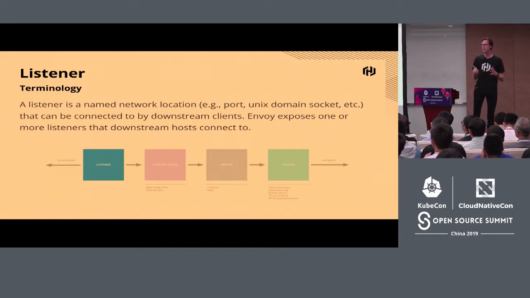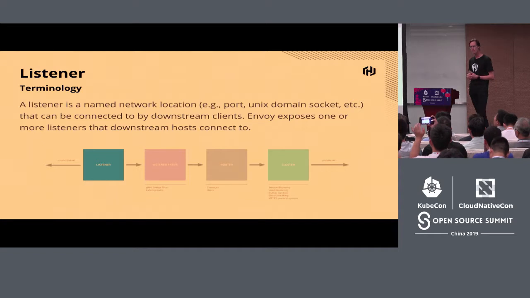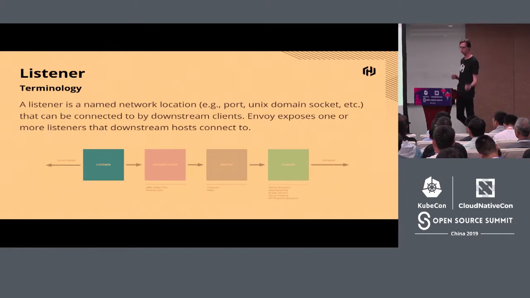So let's break those down. A listener is something which is a named network location. So this can be something which your downstream clients connect into, but also something which you make a request outbound to. And Envoy is going to expose a number of different listeners in your setup. It's going to have a minimum of 2, one for the control plane and one for the internals.